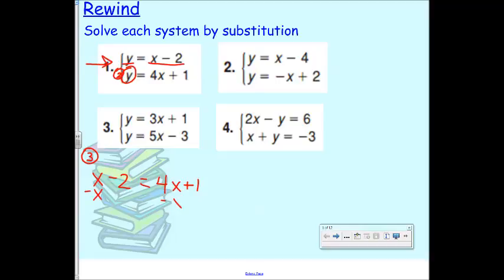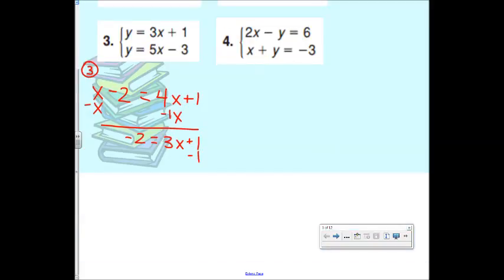What number is in front of here if there isn't one? 1. So what's 4x minus 1x? 3x plus 1 equals what? Negative 2. Good. And then what do I do? I have to do minus 1 because I've got x over here, but I need to get it by itself. So minus 1 minus 1. What's negative 2 minus 1? Negative 3 equals, what do I have left over here?